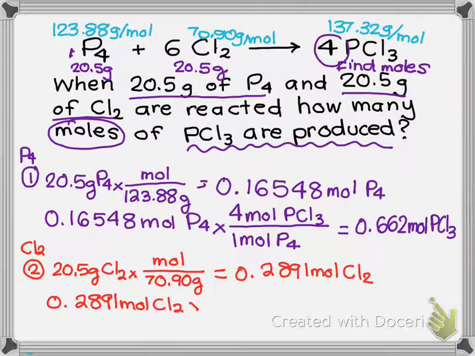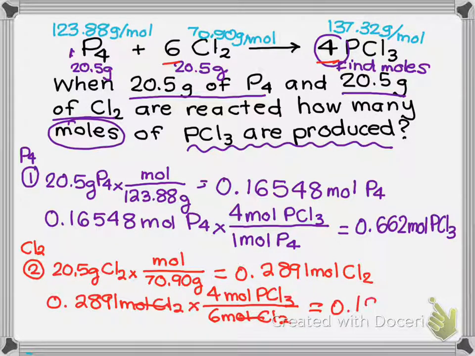And then I'm going to take that, and I want to find out the moles of PCl3. So let's see, chlorine has a 6 in front of it, and the PCl3 has a 4. So I'll multiply by the ratio. The chlorine cancels, and so it's the 0.289 number multiplied by 4 divided by 6, and I get 0.193 moles PCl3.